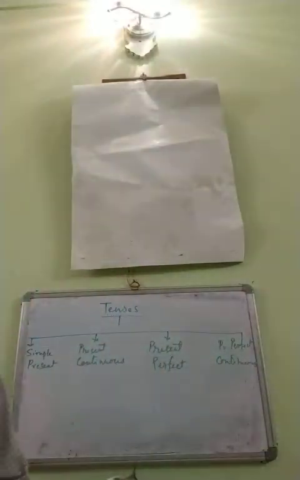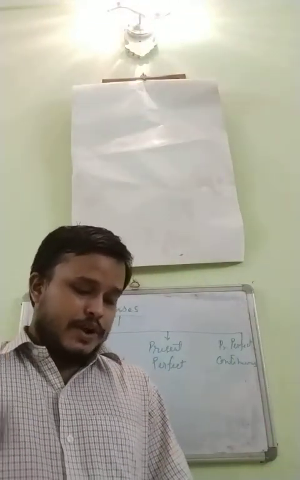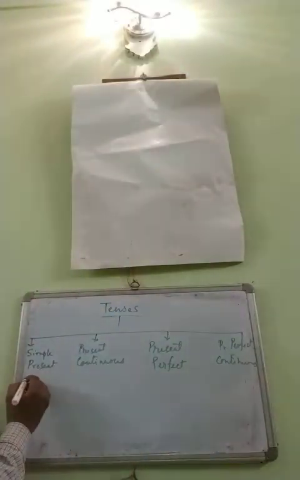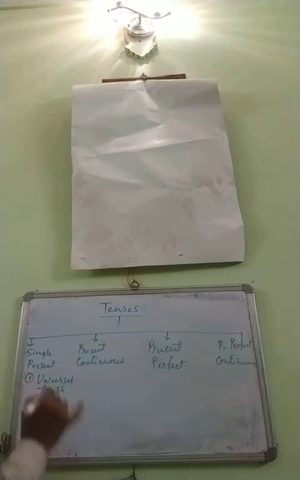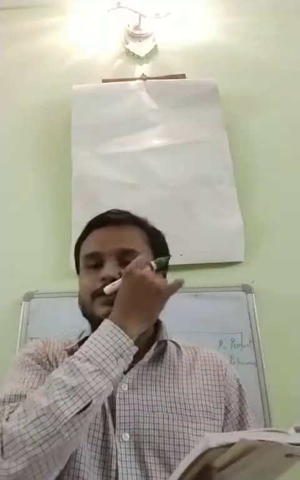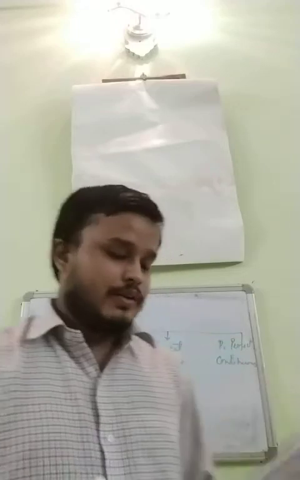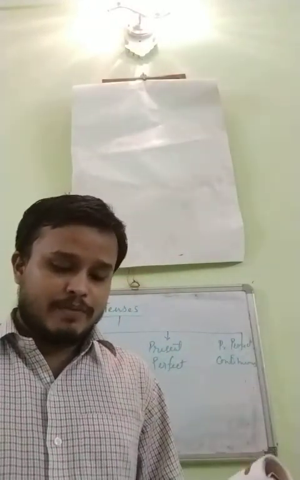So what is given here in simple present in your book, page number 49: to express the universal truths. This is very well known, you know everything. So first one is universal truth. That means which is true now, which was true in the past, and which will remain true in the future. Like the sun rises in the east, mosquitoes cause malaria. Then to express the habitual action, cats drink milk.